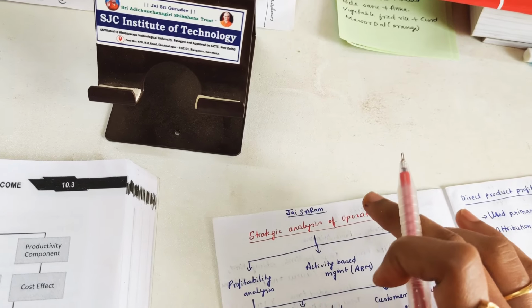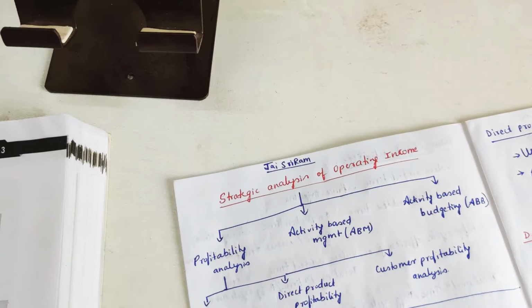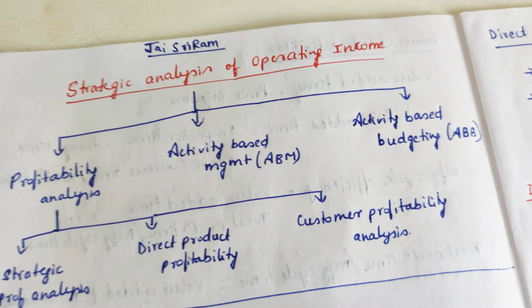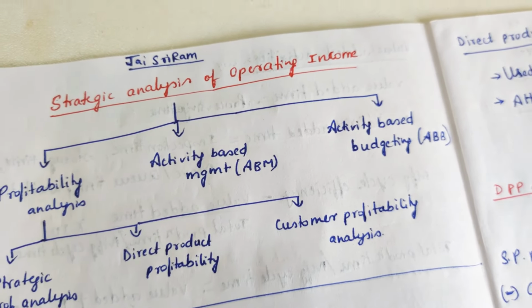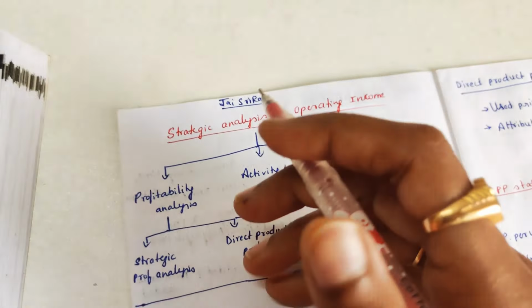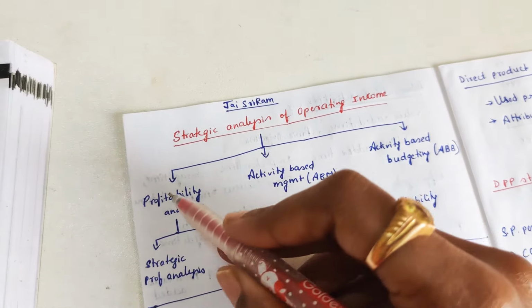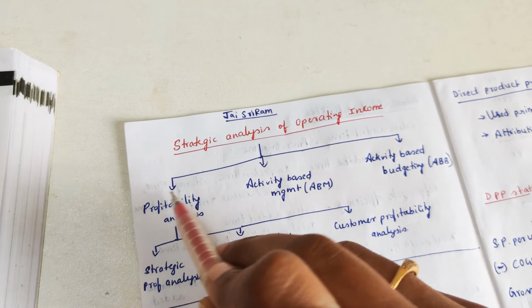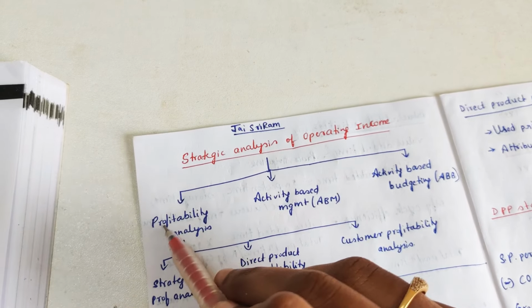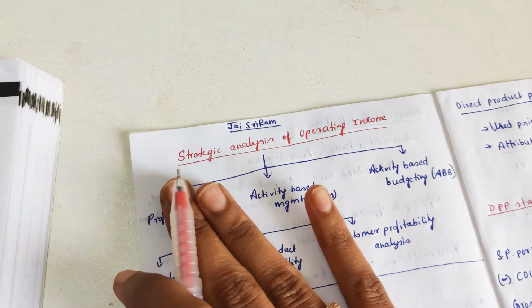So what is the strategic analysis of operating income? You have something called operating income, correct? So how do you analyze, strategically, the operating income that you have received? The first one is the profitability analysis. What is this profitability analysis? How are you earning the profit in the income? What is the profit analysis of that?